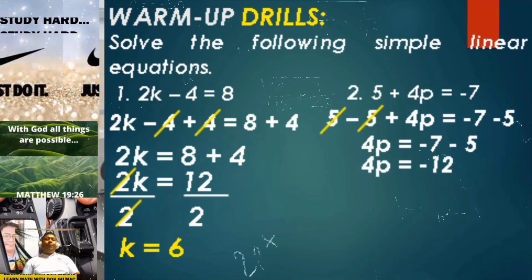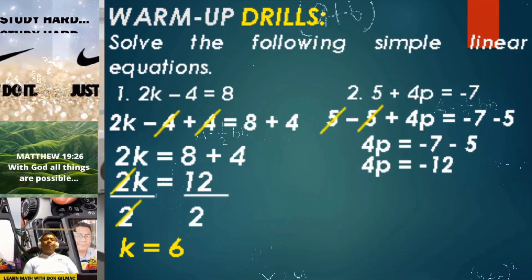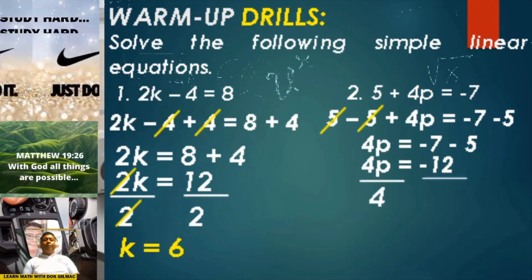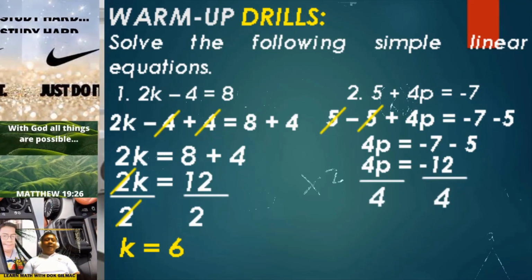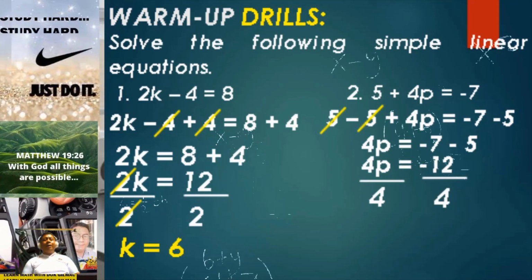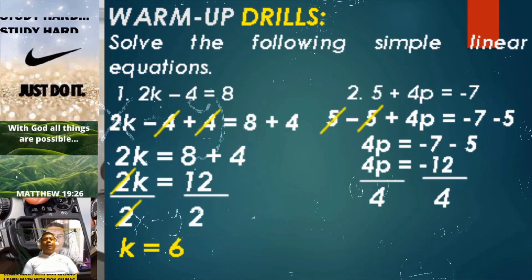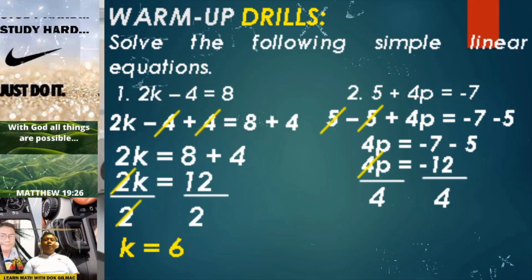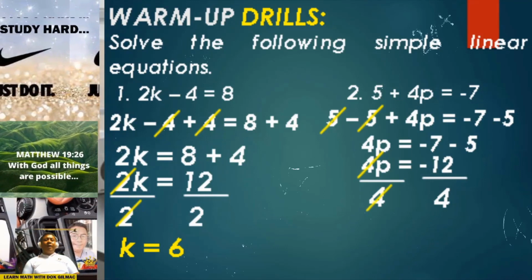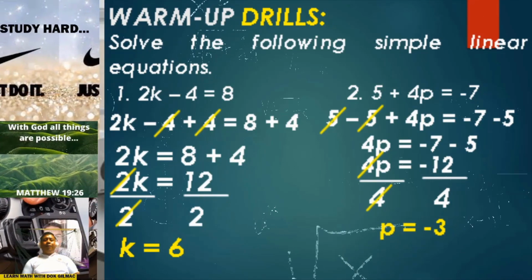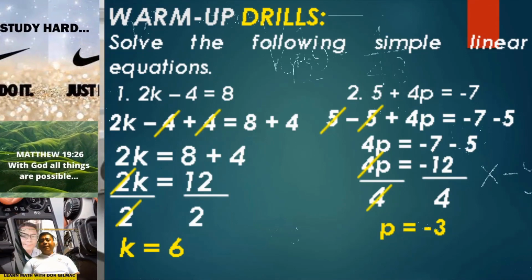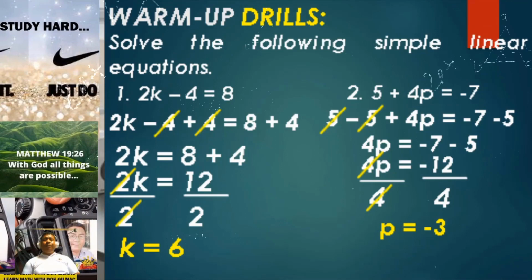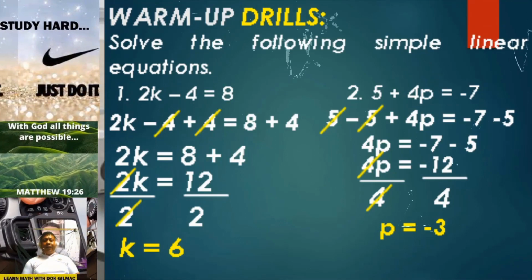Applying division property of equality, we can divide both sides by 4. Cancel out 4 since 4 and 1/4 are multiplicative inverse. So we cancel 4 and 4. So we have p is equal to negative 3 since negative 12 over 4 is simply equal to negative 3.